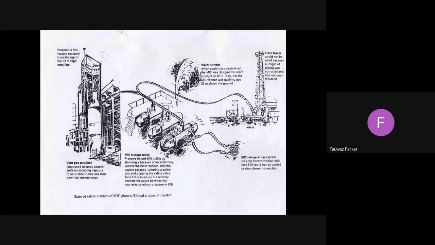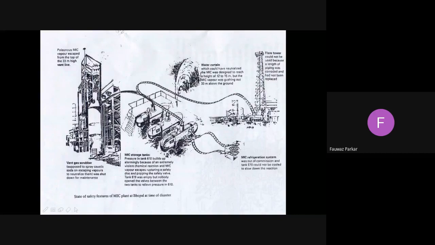Even if one safety measure had been working, there were four safety measures. First and foremost, if the refrigeration system had been proper, it would have taken care of this by itself. Then the water curtain would have been proper, but it was not. Then the flare tower would have been proper, it would have mitigated. And the fourth check was the gas scrubber. If it had been working properly, it would have neutralized the gas, but it was shut down for maintenance and hence it did not work.